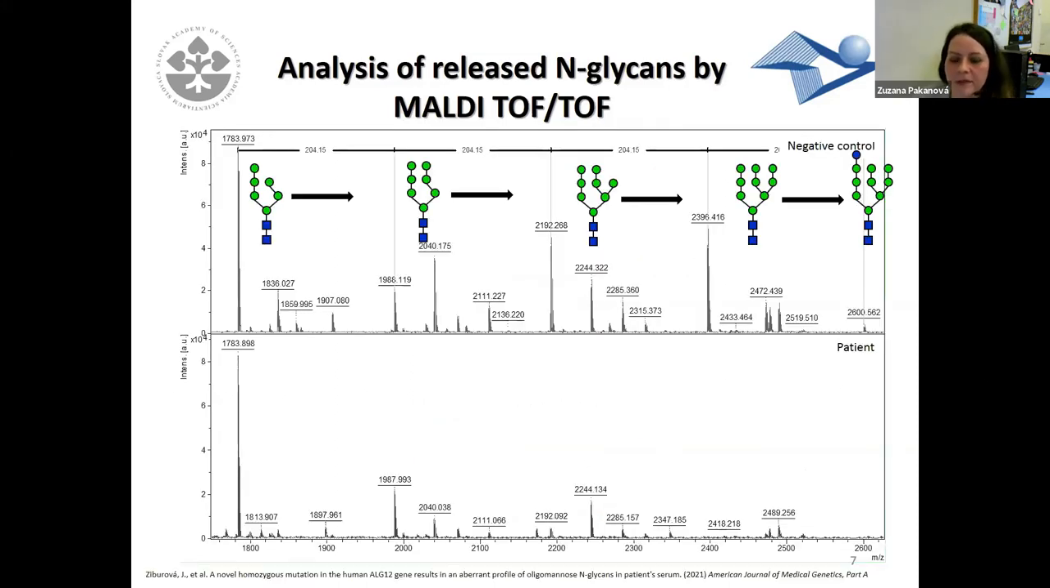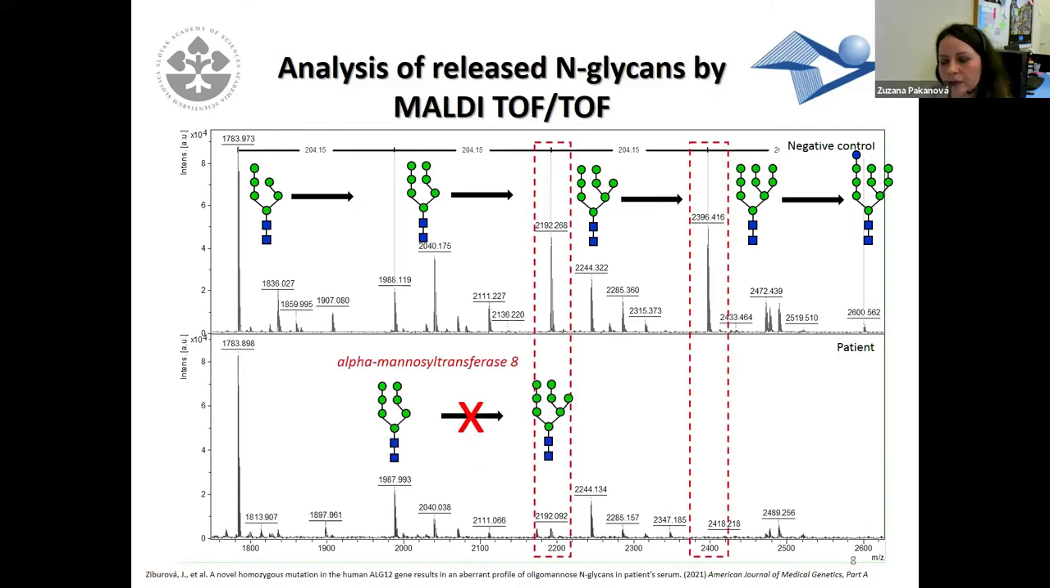This is an example from a recently published paper. You can see the neutral fraction of N-glycans from serum glycoproteins. We all have them. The upper spectrum is from negative control serum, and the lower spectrum was from a patient with suspected disorder of glycosylation. So when you compare the spectra of patient and negative control, you can see the signals at 2192 or 2396 are significantly or dramatically decreased.